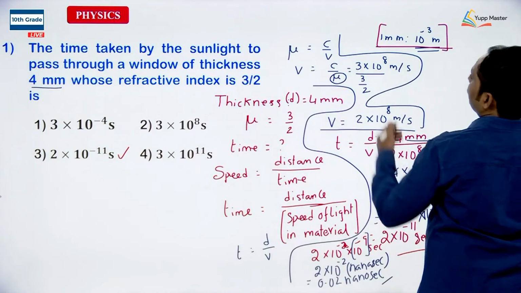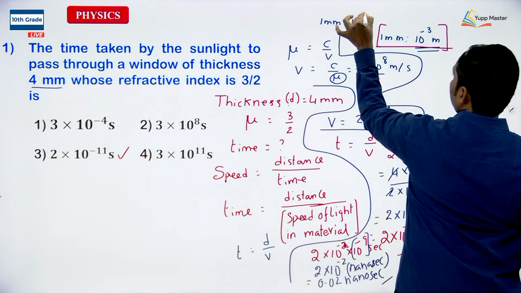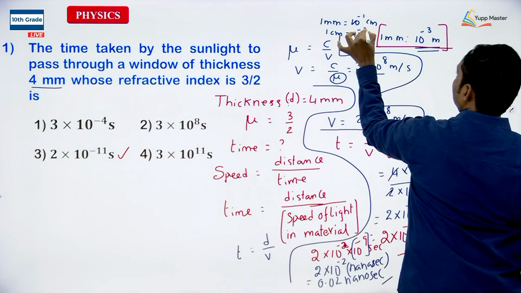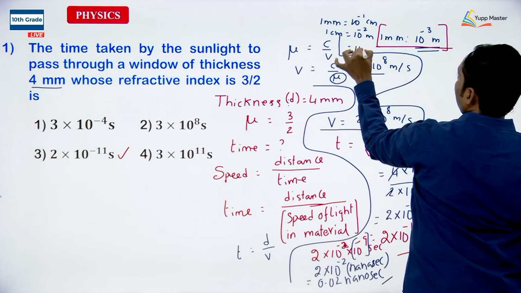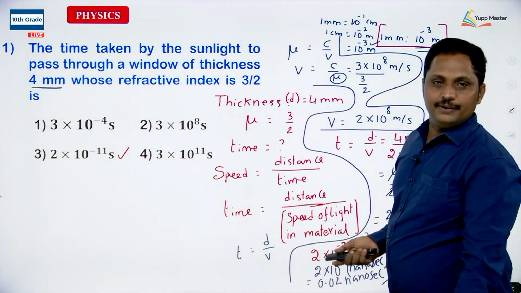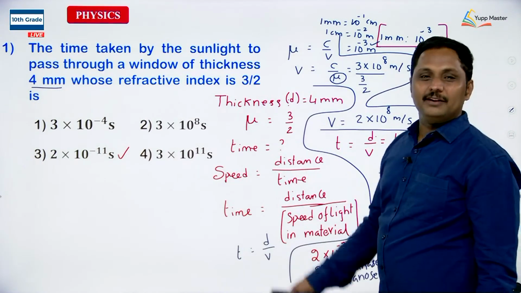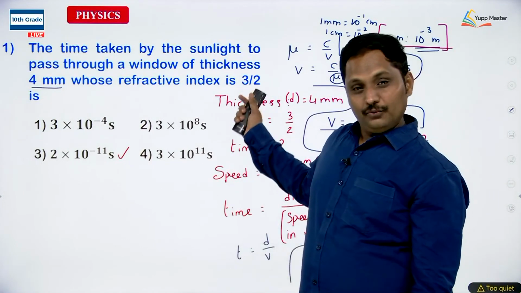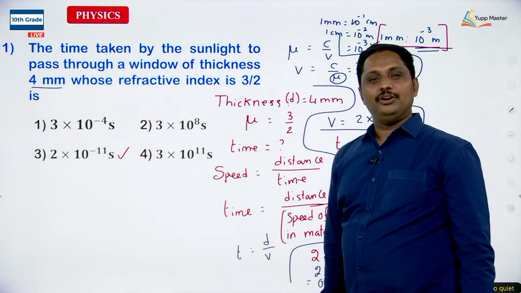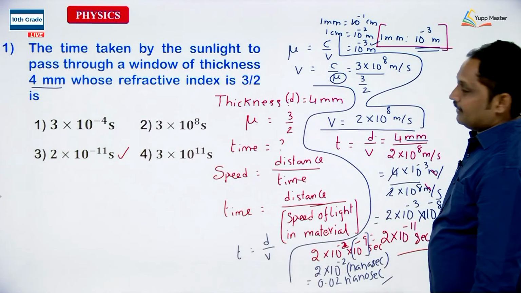Now here we take 1 mm as 10 power minus 1 centimeter, and 1 cm is equal to 10 to the power of minus 2 meter. So totally 10 power minus 3 meter for 1 mm, this is the conversion. In the numerator and denominator you cancel the meter and you get seconds. So the time taken by the light to travel the distance of 4 mm window thickness is 0.02 nanoseconds or 2 into 10 to the power of minus 11 seconds. It is very clear.